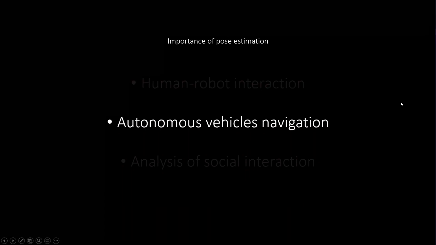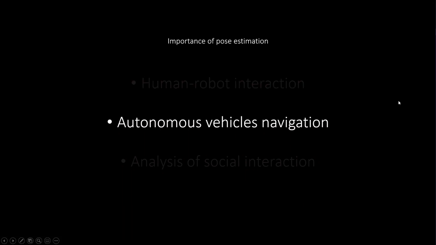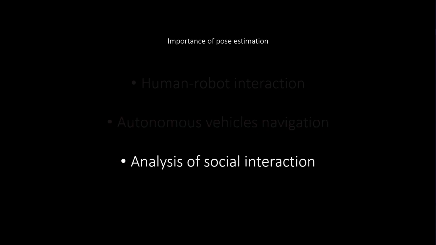Next, autonomous vehicle navigation. Like Tesla, the car may want to navigate the road situation, try to predict where the passengers will go, and try to avoid accidents. And last but not least, analysis of social interaction, like when we are annoyed or angry.